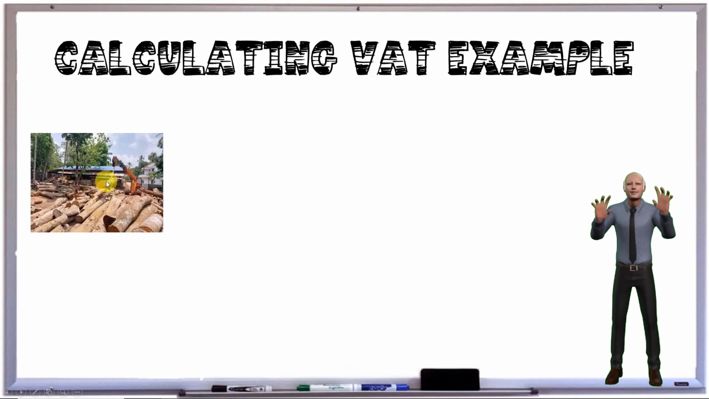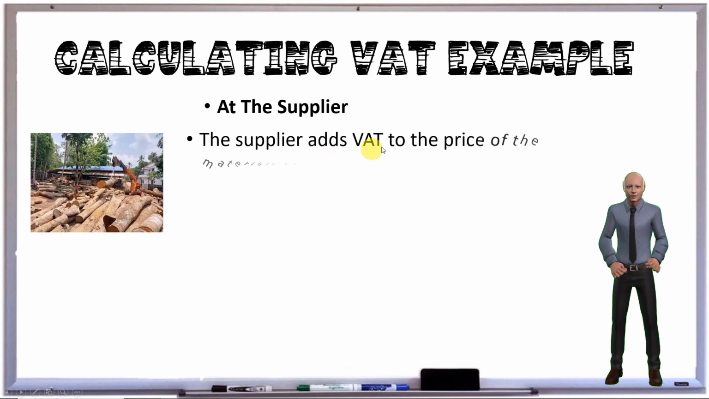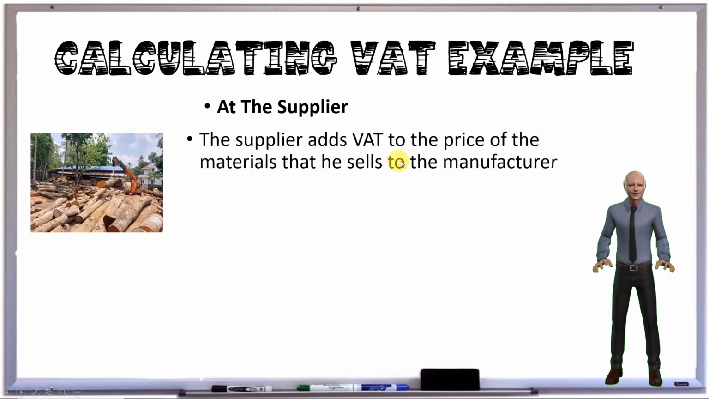Here, if you can remember, was the guy that made the materials, right? The supplier of the materials, the wood, to the manufacturer. So let's have a look at the supplier. That's this guy over here. Righto. The supplier adds VAT to the price of the materials that he sells to the manufacturer.